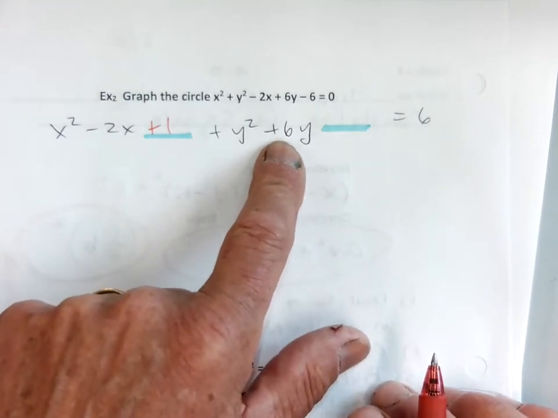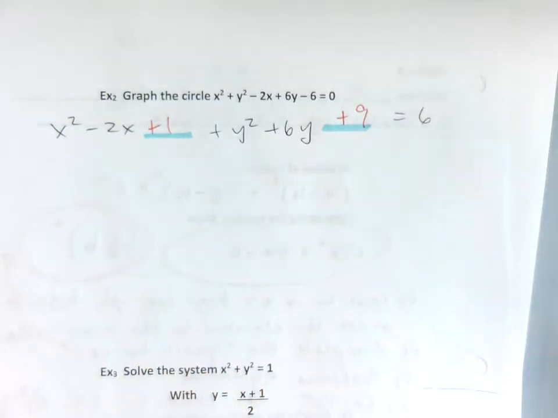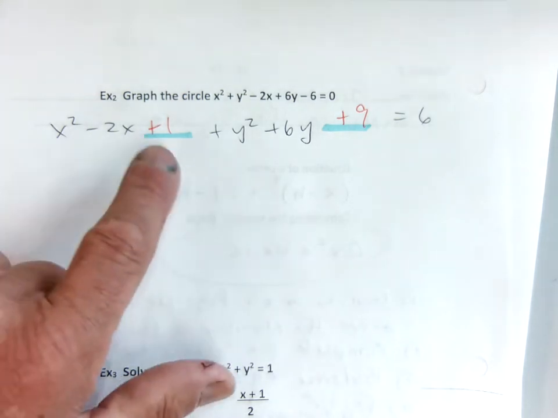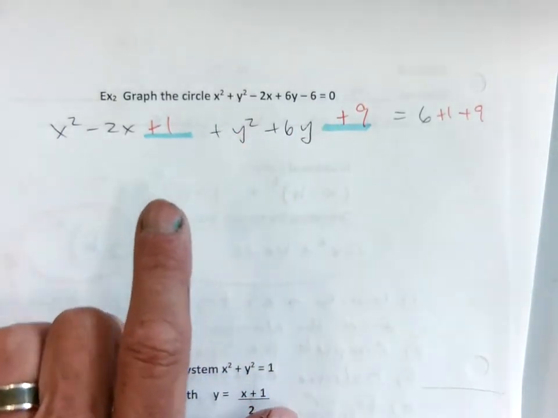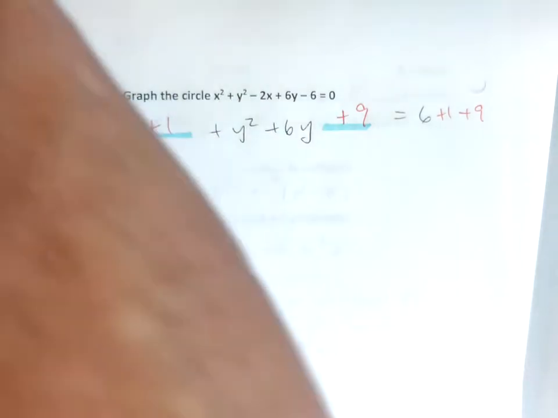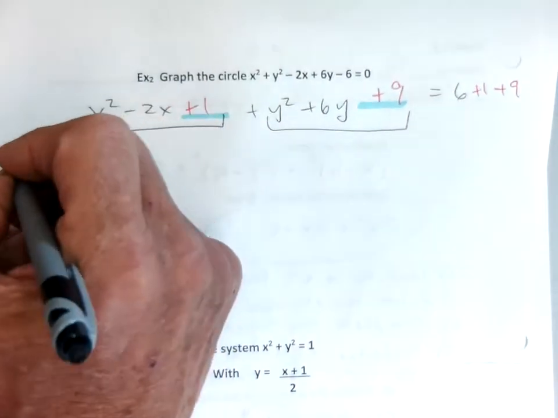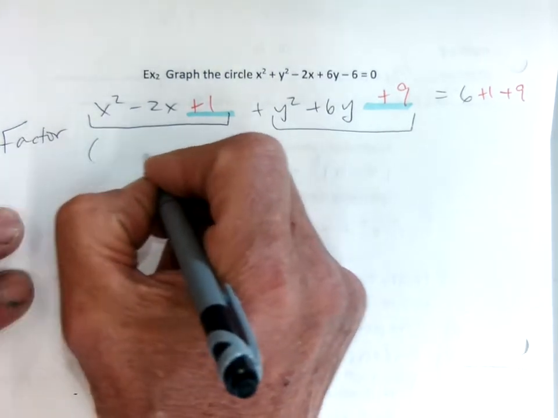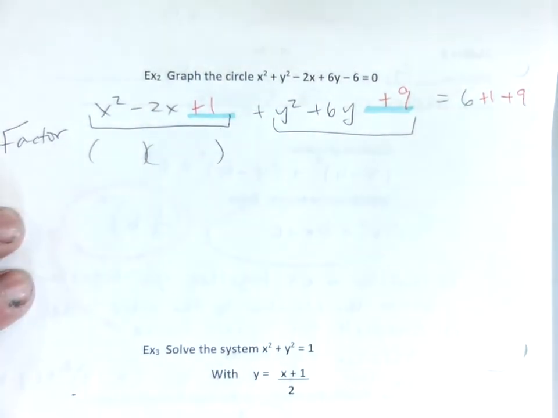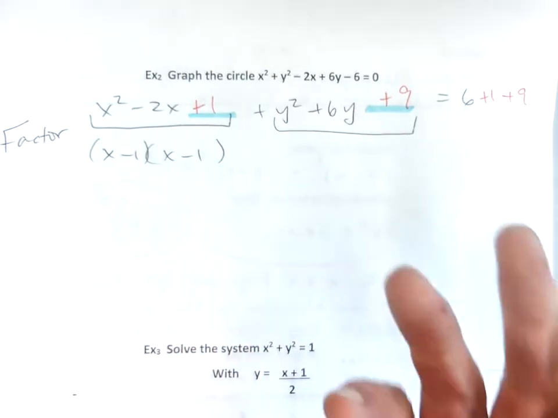Half of 6 is 3. 3 squared is 9. Add 9. I just completely whacked out my equation. It's not equal. I need to balance it, right? So if I add 1 to this side, I better add 1 to this side, and I better add 9 to this side to keep it balanced. So I should be able to factor. If I factor, x times x. Negative 1 times negative 1 makes a positive 1, but when I add them, I get a negative 2.